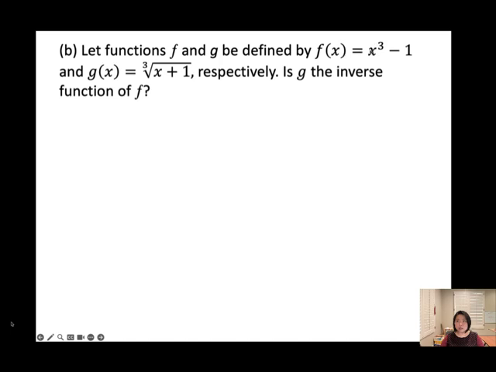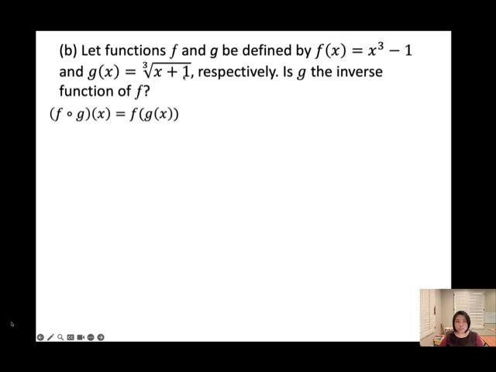This is an odd power, right? It's going to be going like that. And then subtract 1, so the whole graph is going to go down 1 unit. So this is increasing for the entire domain, so this is a one-to-one function. So good. Now let's plug in the definition here.